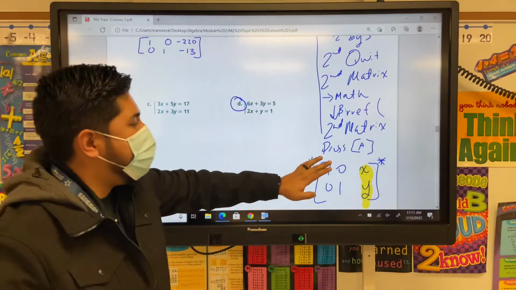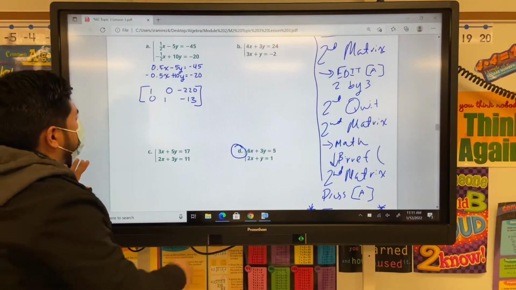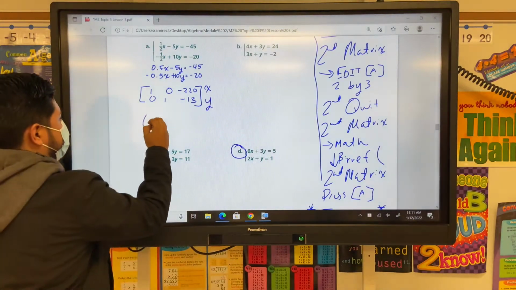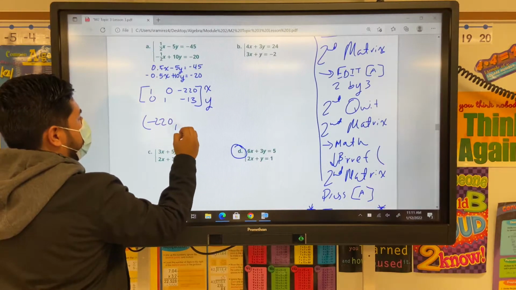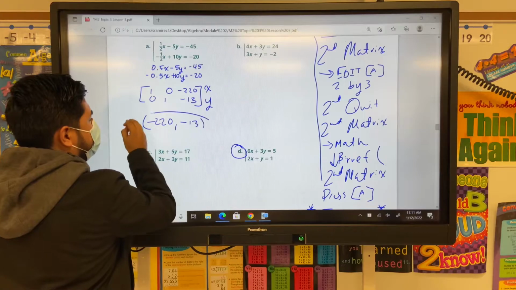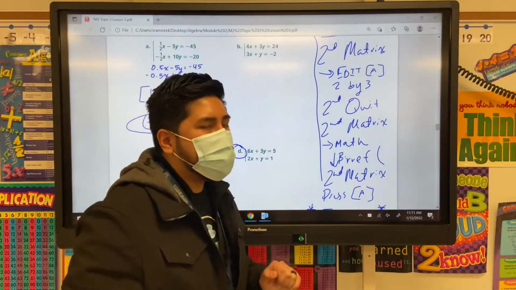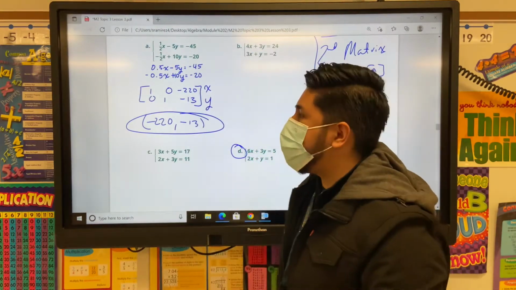My notes say X and Y. Beautiful. -220, -13. That's my answer. One more time, just to make it nice and neat, just to get an idea.